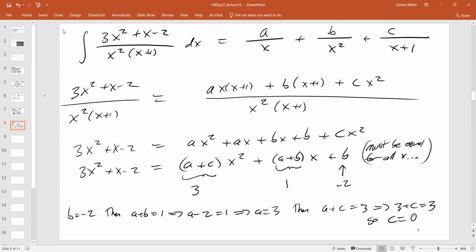Sorry? So we had b is -2. It was a plus b equals 1. So a equals 3. And we get c equals 0.